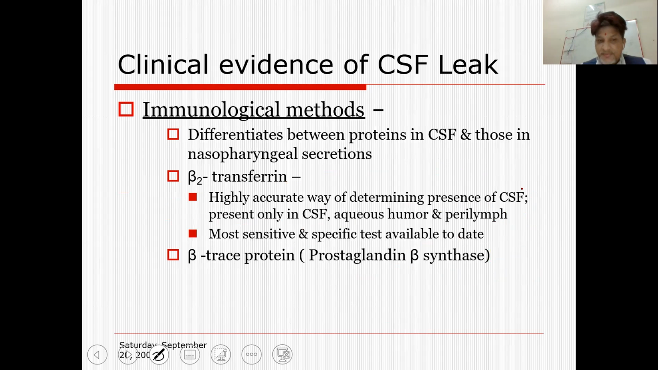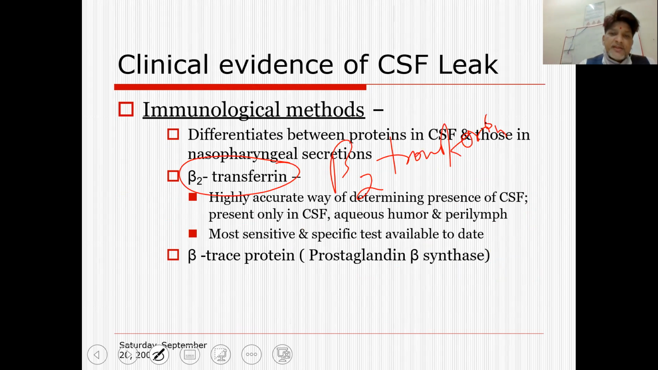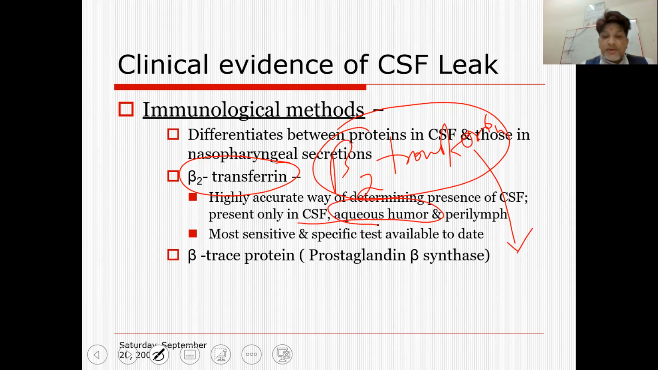So the most comprehensive, most accurate test you can say for the diagnosis of whether the patient is having a CSF leak or a nasal discharge is the presence of beta 2 transferrin. It's a costly test actually, and beta 2 transferrin is an enzyme which is only present in the internal ear, or perilymph, and in aqueous humor in the eyeball. So this beta 2 transferrin is only present in aqueous humor, perilymph and CSF primarily.